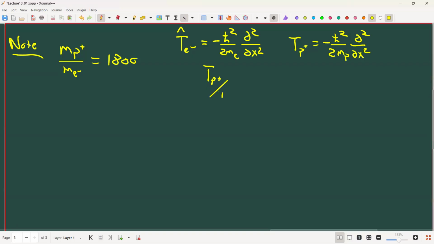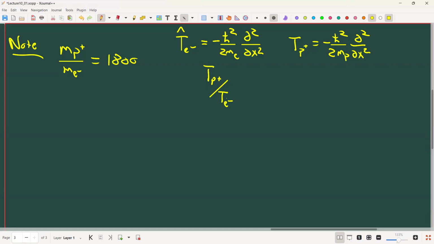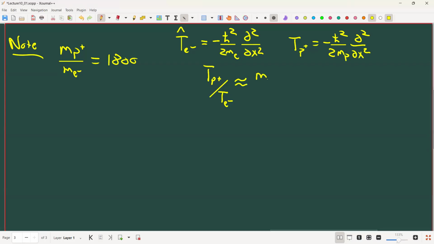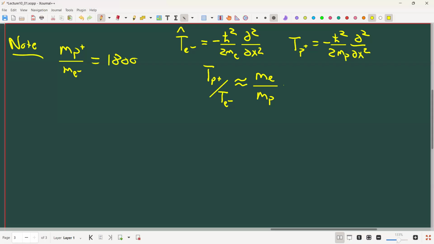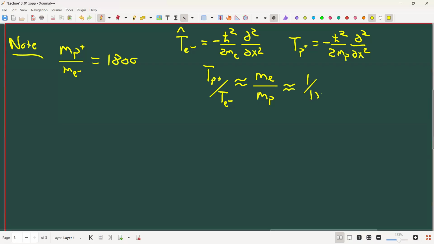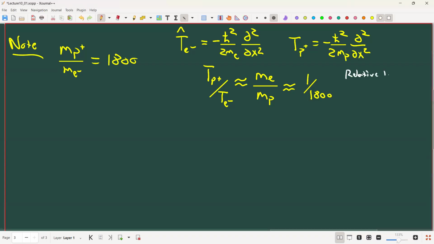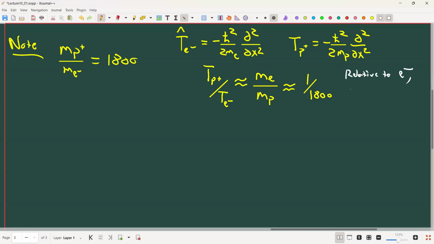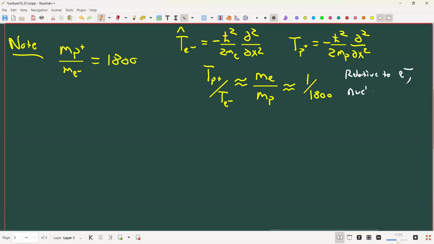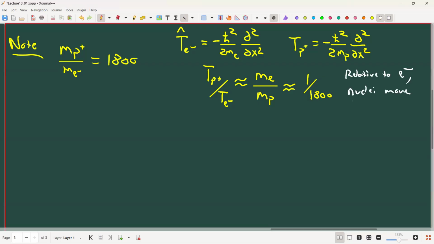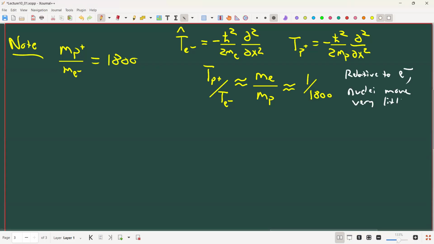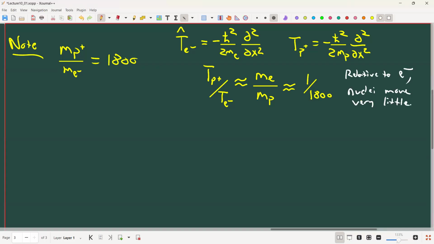When I take a ratio of the two, right, they're linear in the mass. Right? So this ends up being proportional to M_E over M_P, which is about 1 over 1800. Right? So what this says is that relative to the electron, nuclei move very little.